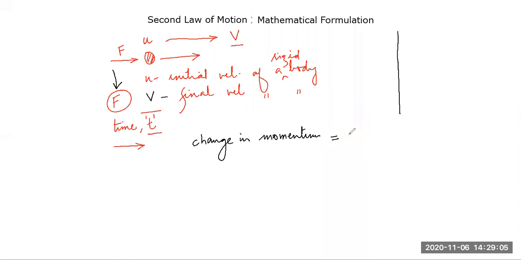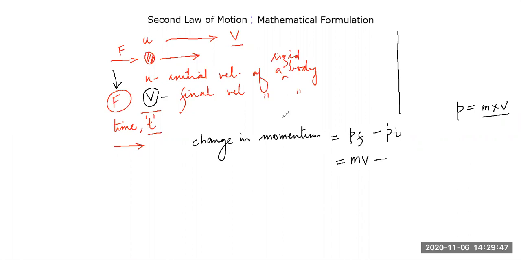Change in momentum means final momentum minus initial momentum. So you see, the mass of the body is always the same. Momentum, Manpreet, is equal to, what is momentum? Mass into velocity is momentum. So students, what is my final momentum? v is the final velocity. So what will be final momentum? m into v. f means final.